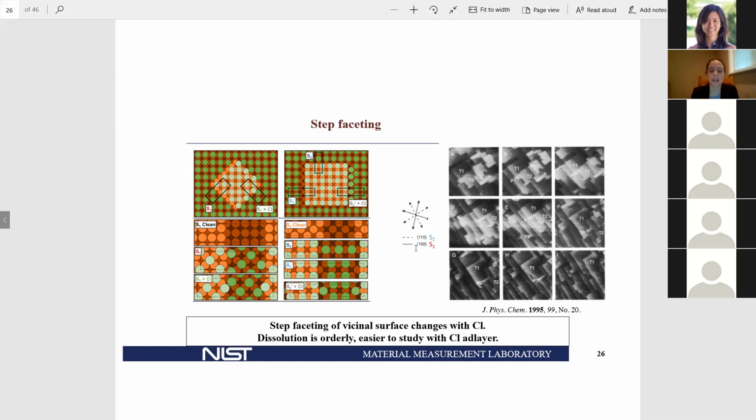So the step faceting of these vicinal surfaces changes in the presence of chloride, but as you can see from these images, the dissolution is incredibly orderly. So it's much easier to study with a chloride adlayer than the bare copper case.